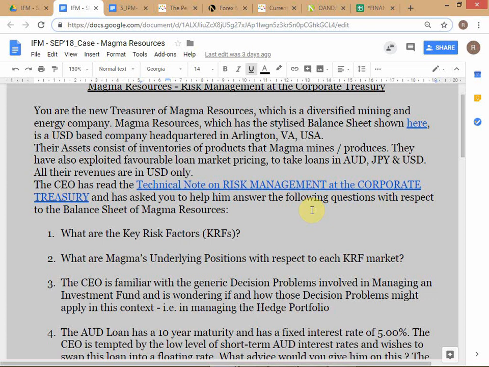Okay, there are actually two more technical notes, one on futures, one on swaps, that we'll get to later. First, let's get to the basics of the theory. So this is actually the balance sheet. This case involves a treasurer, the person who actually manages risk for the company. The treasurer of Magma Resources, a natural resources company. You look at their balance sheet, and what you see are the inventories of their products and certain loans. Okay, so let's study the balance sheet, then we'll quickly look at the questions, and then we'll start going through them.